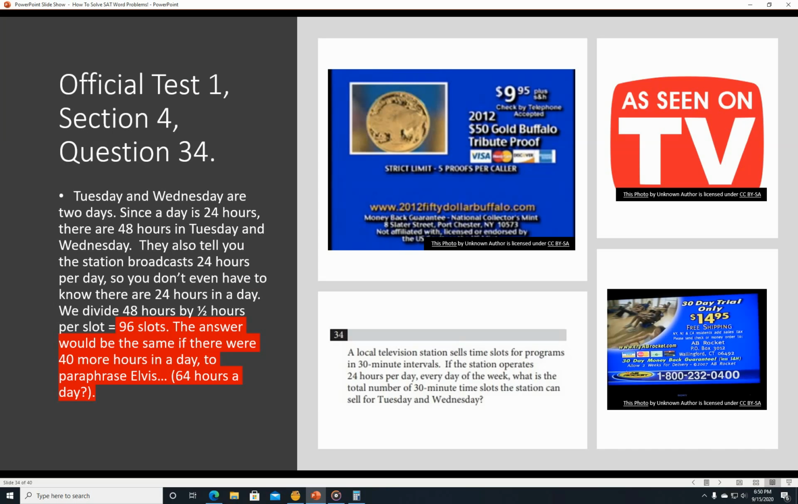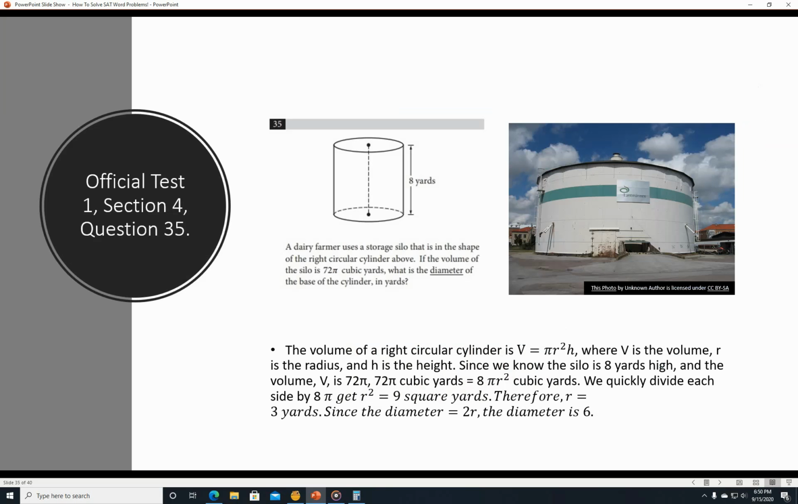Viva Las Vegas. Okay. Official Test 1, Section 4, Question 35. A dairy farmer uses a storage silo that is in the shape of a right circular cylinder above.